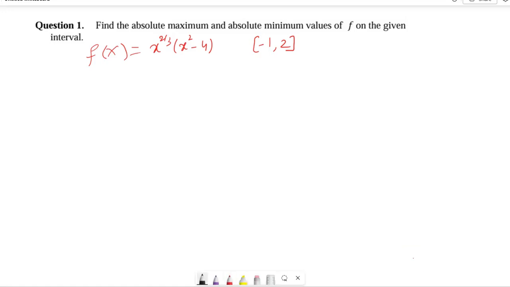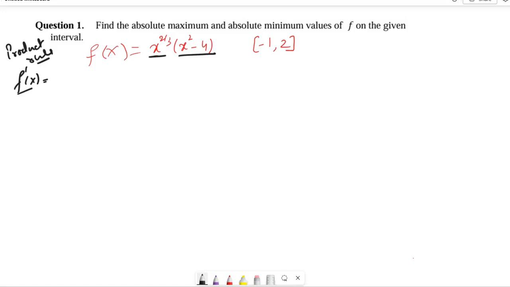Here is the second part of the question. We again need to find the absolute max and minimum. The function is now x to the power 2/3 times x squared minus 4 on this given interval. As we remember, step 1 is to find the derivative. In this case, this is a product of two functions, so we're going to apply the product rule to find the derivative.